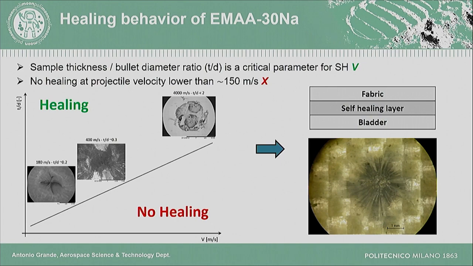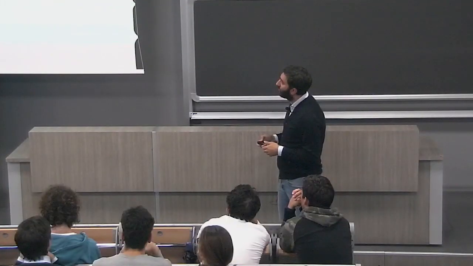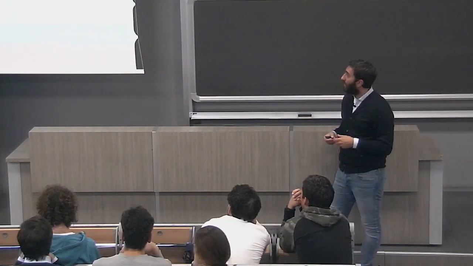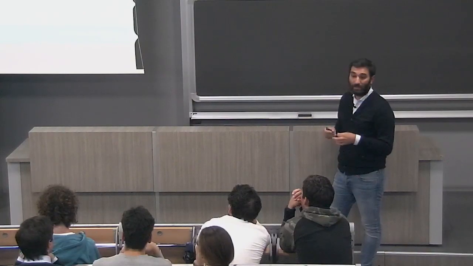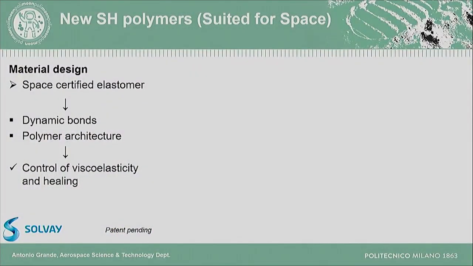The problem that pushed us to do more research in this direction is that the healing behavior does not appear below a critical velocity. Below 150 meters per second, there is no healing at all. So what we did, we started a collaboration with a chemical company, Solvay, to develop a material suited for this application. So a material that has all the characteristics that we need for our spacesuit.